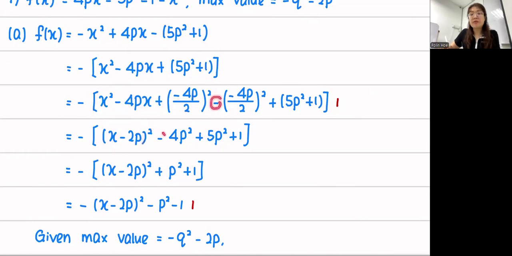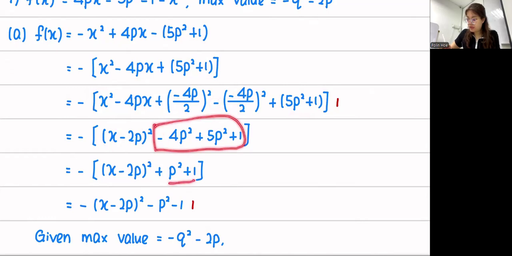This minus the 4p, you have to copy down for completing the square. Negative 4p over 2, you get negative 2p. Negative 2p squared, you get 4p squared. Remember, this negative you have to copy. You have to copy, okay? And the one at the back. After that, you solve your algebra.